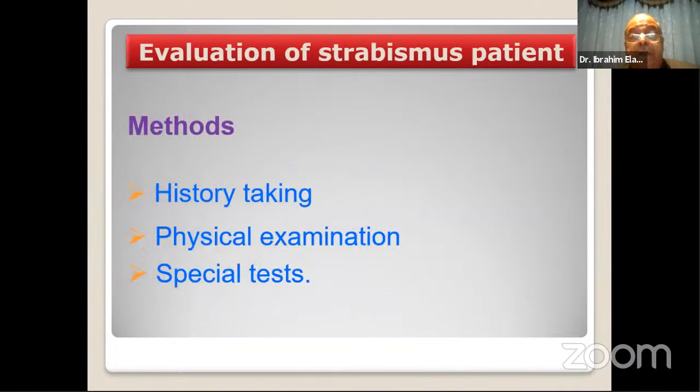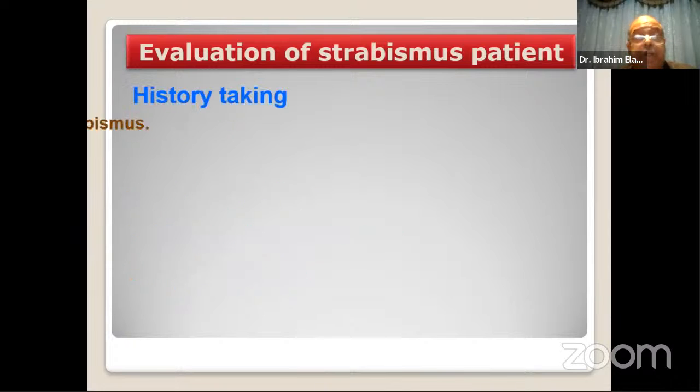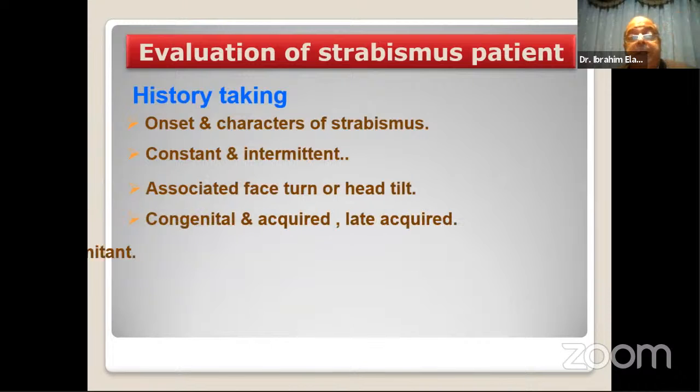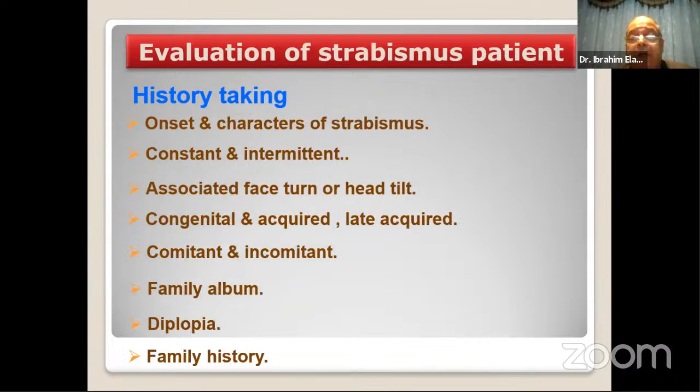How do we evaluate a patient with strabismus? By three main items: history taking, which we'll discuss today, physical examination, as well as special tests. From a good history, you can reach the diagnosis of most cases of strabismus. You may even know the method of treatment. You may even know, just from the history, the prognosis of the case.